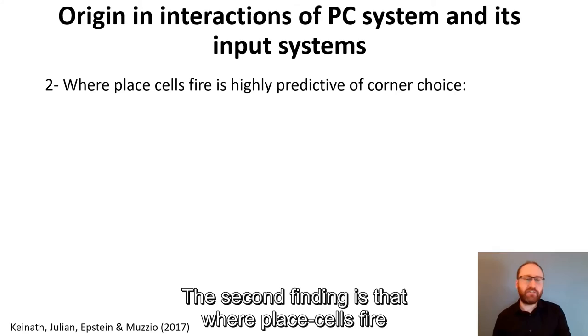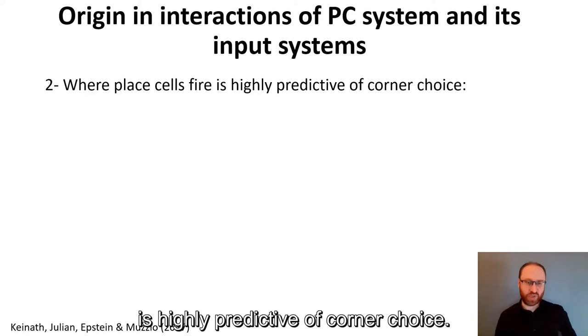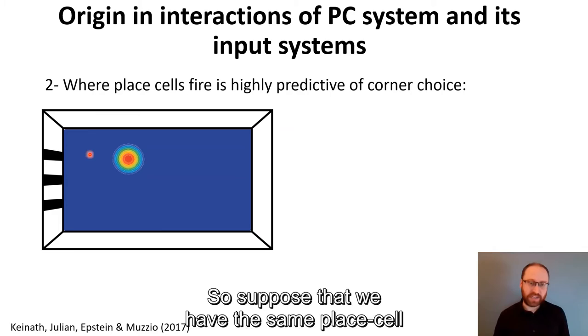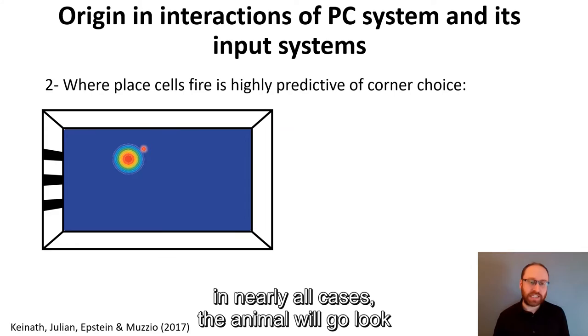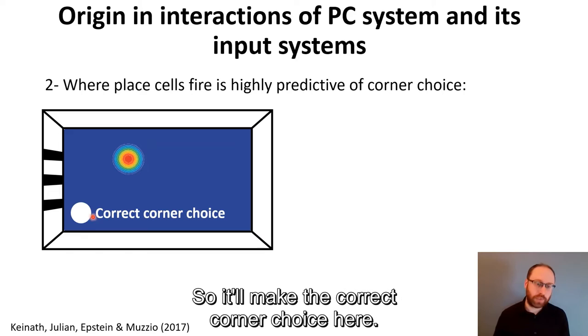The second finding is that where place cells fire is highly predictive of corner choice. So suppose that we have the same place cell that fires in its original field here. It turns out that when this happens, in nearly all cases, the animal will go look for the goal in the correct corner. So it will make the correct corner choice here.